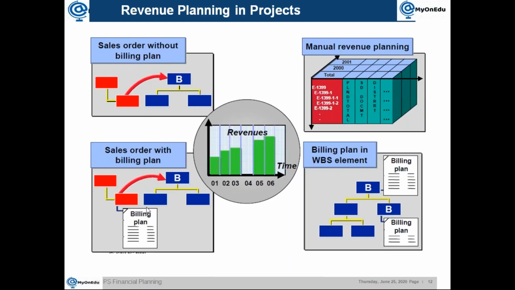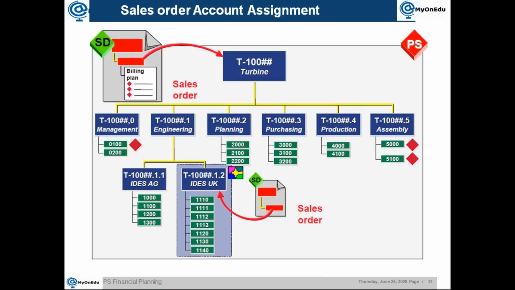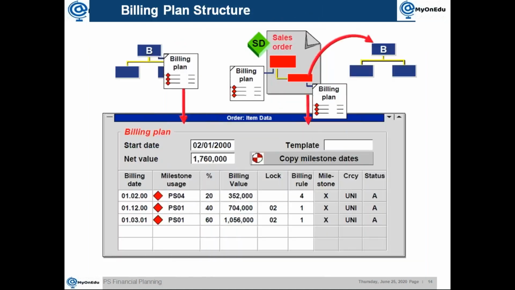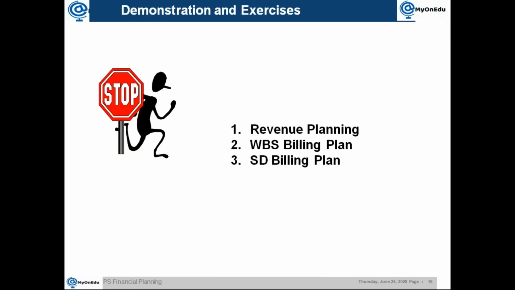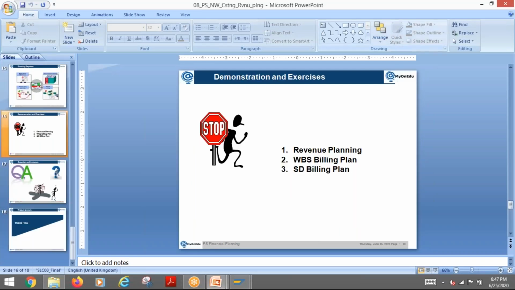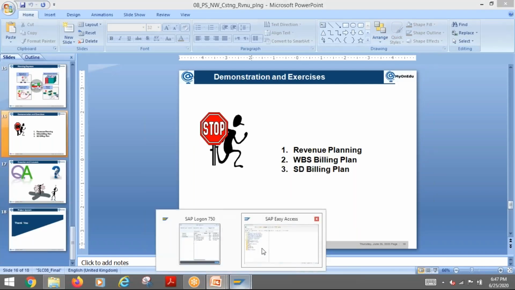Another option is we can do it from the sales order perspective. So here there is an option where you can link it with the sales order. That is what we normally do with milestone billing, right? We can do that milestone planning. This is what we do from the billing plan structure. So we have a billing plan, you can go and maintain the billing plan. I will just show you in the system how to do that.